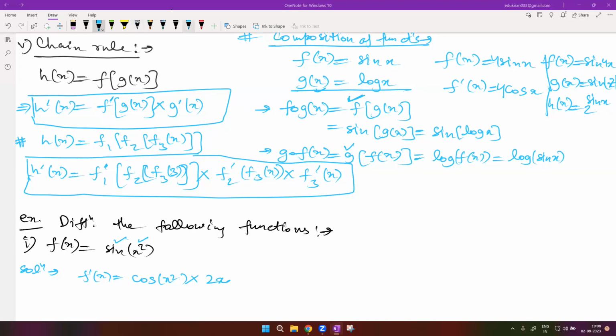Let's do one more. f(x) is equal to root over log, obviously the base is e, log e sin x.